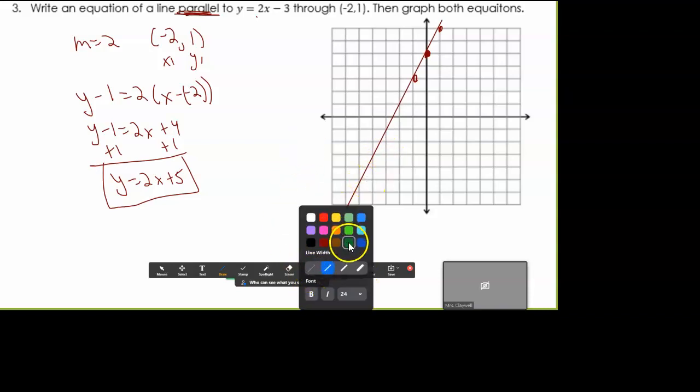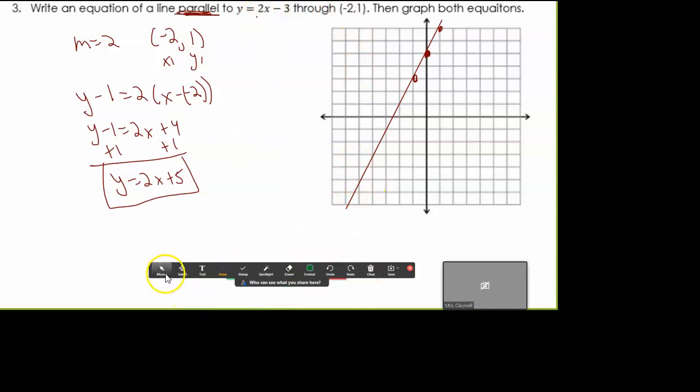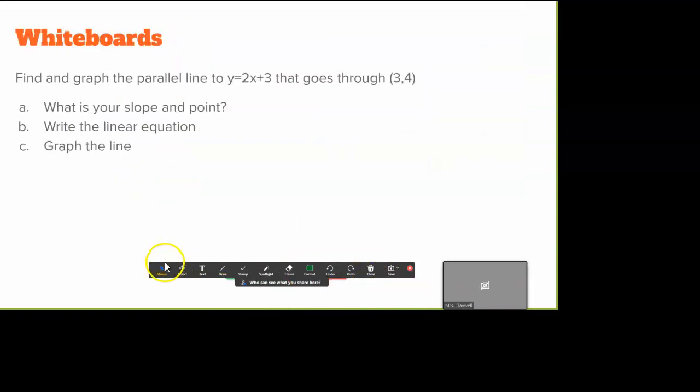And then it also asks, I forgot to do this last one, it asks for us to graph the original. It says to graph both equations, so I also should graph the original. So I'm going to start at -3. We can see these are parallel, so they'll never cross.